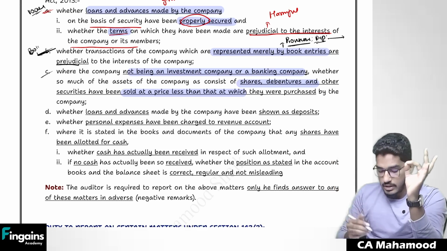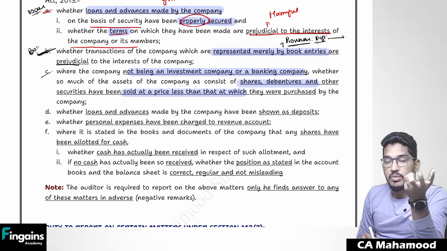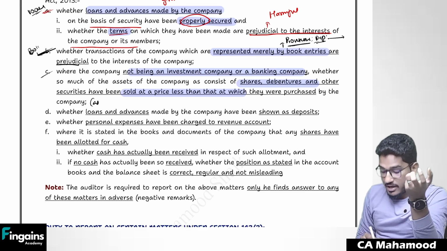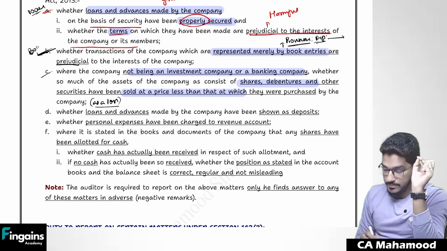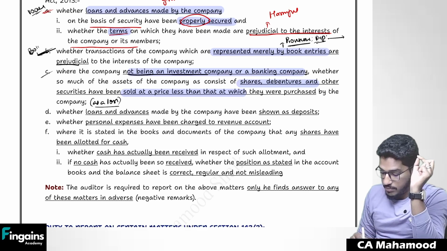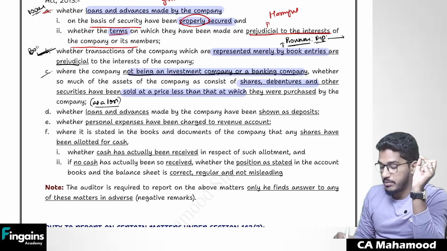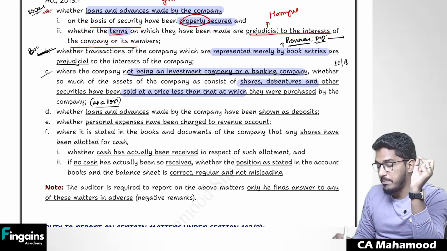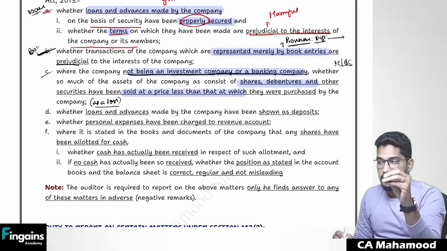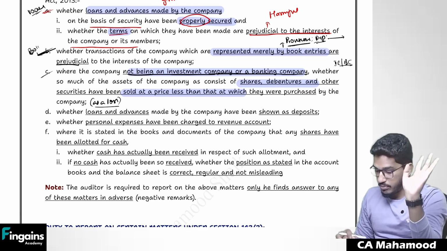Simply, I need to verify whether my client company has sold its assets, which are in the form of shares, debentures, etc., at a loss. Have they sold them at a price less than the purchase price? However, if you pay close attention here, they say the company not being an investment company or banking company, which means this reporting requirement will not be applicable for an investment company or a banking company. If your client is either an investment company or a banking company, you need not comment on this point.